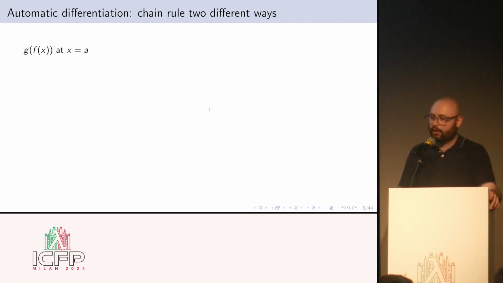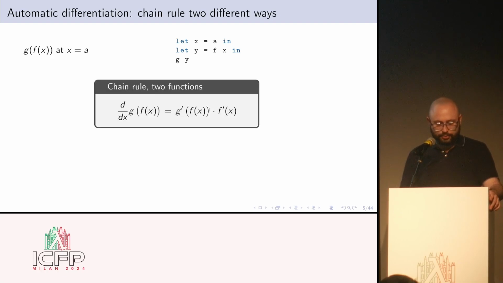Say we want to calculate this little expression over here, g of f of x at x equals a. We can write that as a little straight line program. So x equals a, y equals f of x, and then g of y. And so let's look at the chain rule. Here's the chain rule from calculus. Hopefully you've seen it before.